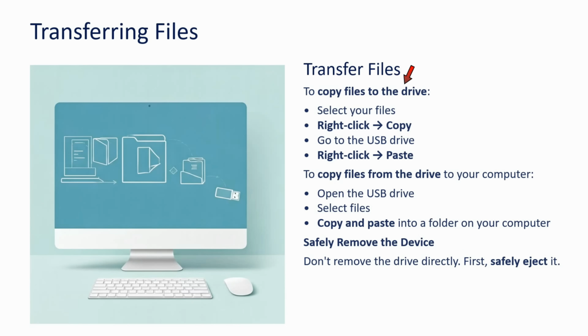To transfer files from your computer to the drive, what you have to do is select the files from your computer, copy those files and go to the USB drive and paste them. To copy files from the drive to your computer, open the USB drive, select the files, copy and paste into a folder on your computer. And you should not remove the drive directly. You have to safely eject it.